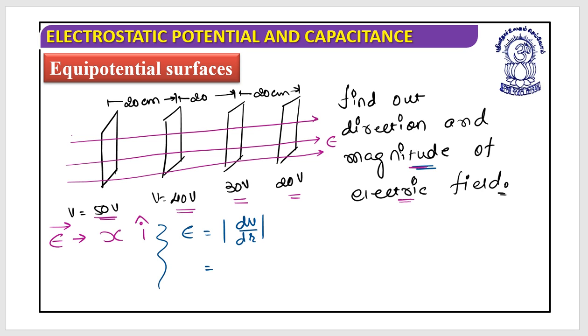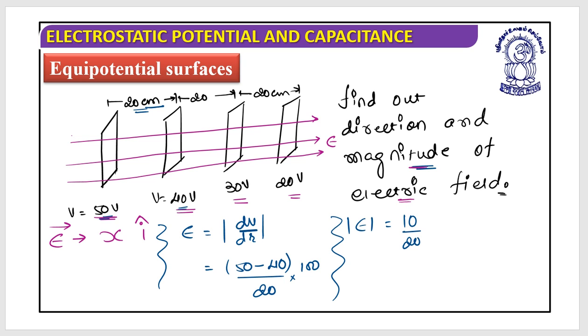Then dV is the difference of potential. This is at 50 volt, this is at 40 volt, so this is 50 minus 40, divided by the separation between these two plates. It's 20 centimeter, but this is in centimeter, that needs to be converted. So this is 20 by 100. I hope these things are clear to you. So this is mod of E, that is 50 minus 40, it is 10, divided by 20 into 100.